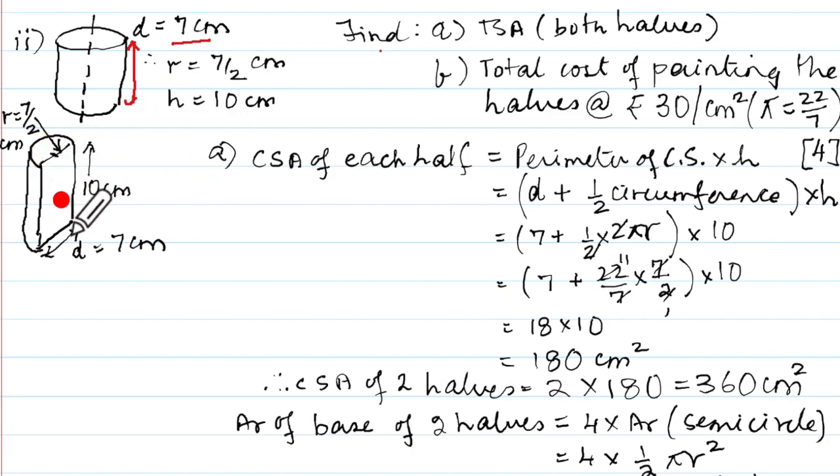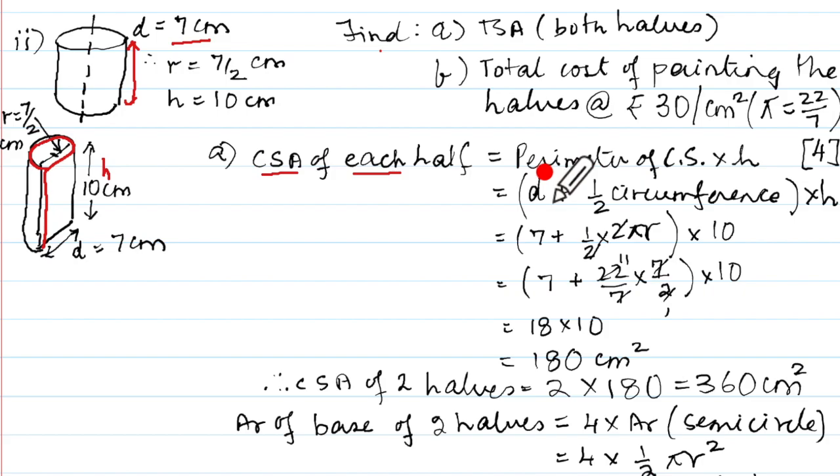Now we show one half of it. So we have the radius from here to here, that is 7/2. From here to here, this is the height. And this is the diameter, which is 7 centimeter. I have written what we have to find out here in short, and then we tackle A part for the CSA of each half. It will be, as I explained earlier, perimeter of the cross section multiplied by the height.